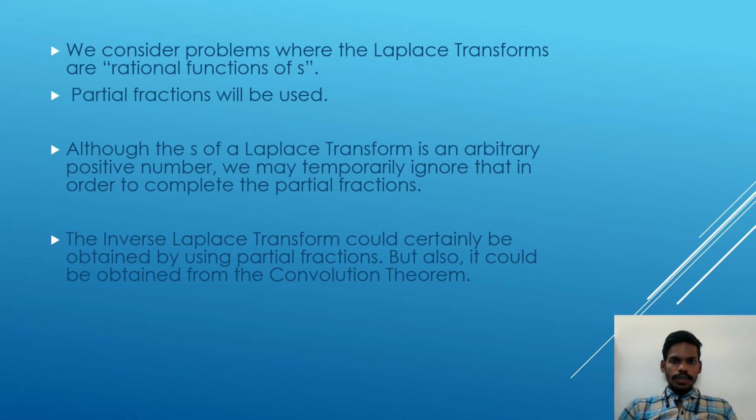We consider problems where the Laplace transforms are rational functions of s. Partial fractions will be used, although the s of a Laplace transform is an arbitrary positive number. We may temporarily ignore that in order to complete the partial fractions. The inverse Laplace transform could certainly be obtained by using partial fractions, but also it could be obtained from the convolution theorem.